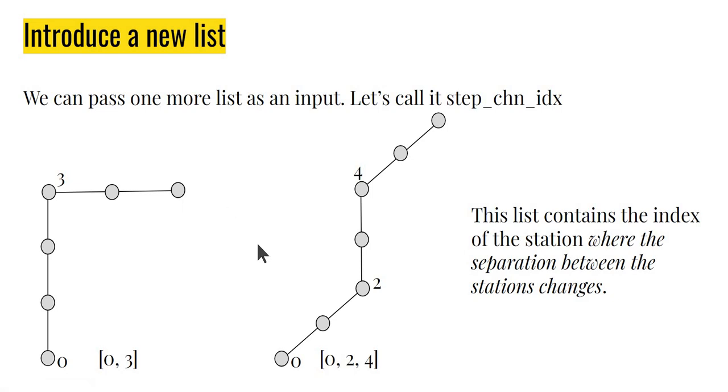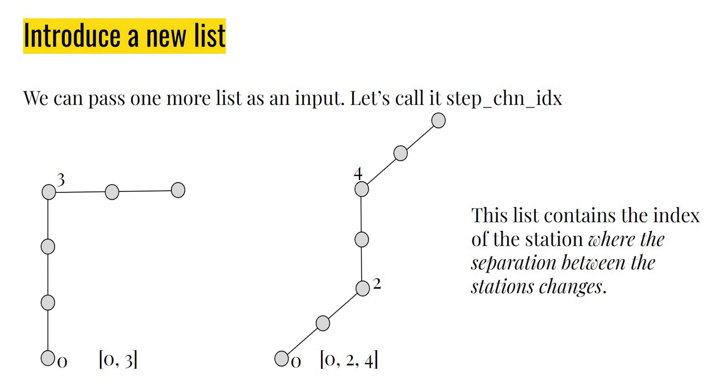Let's take one more example. Let's say I want to get a situation where I have some kind of S shape here. I start at 0, I make my stations move in a certain separation. At 2, this separation changes. So I have a 2 over here. At 4, again, the separation changes, and hence I have a 4 over here. So this list contains the index of those stations where the separation changes.